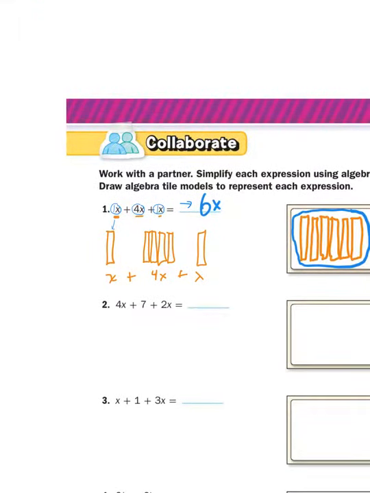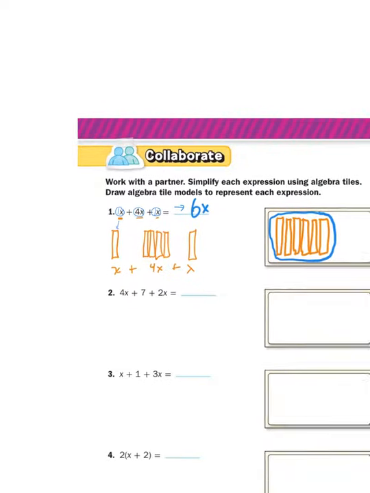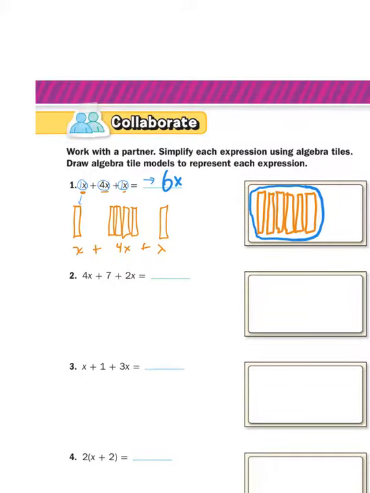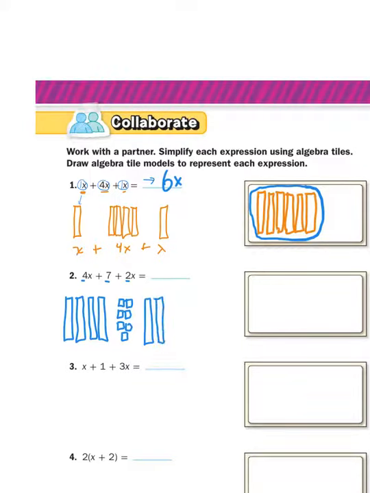Now, here's what I want you to do. I want you to do problem 2. So first, actually, we'll start it with you. Let's draw the 4x, do this with me. And then the 7 ones. And then the 2 x tiles. So get that drawn with me. You could pause the video if you need a little more time to draw that.